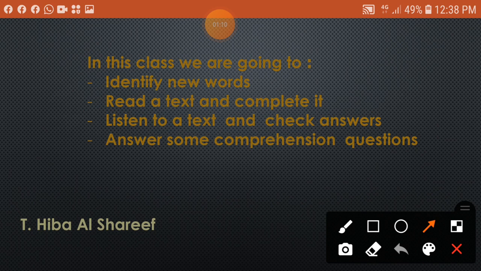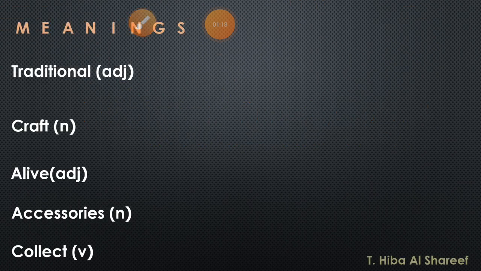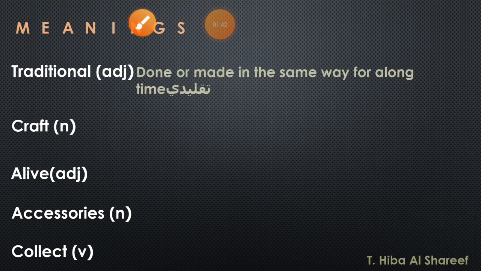Before starting our reading lesson, I want you to identify the meanings of our new words. We have some new words in this lesson. Let's identify the meaning of each word. Please look at this word. We have this word, traditional. Say after me, traditional. What's the meaning of traditional? Traditional means done or made in the same way for a long time.